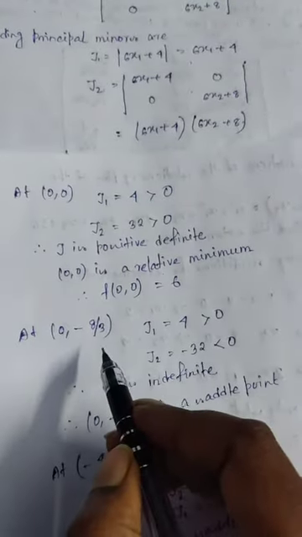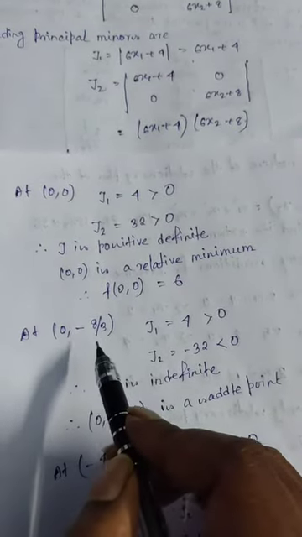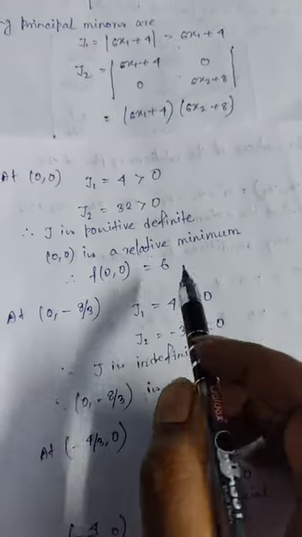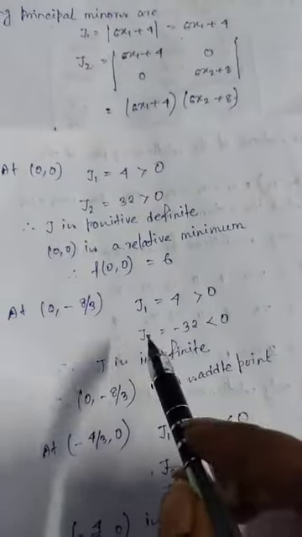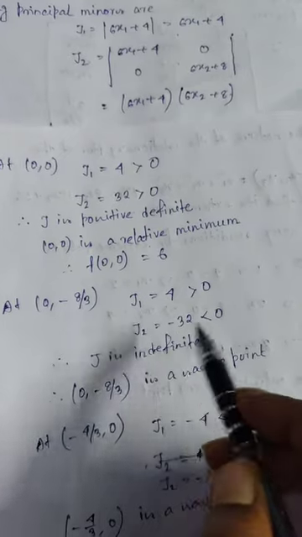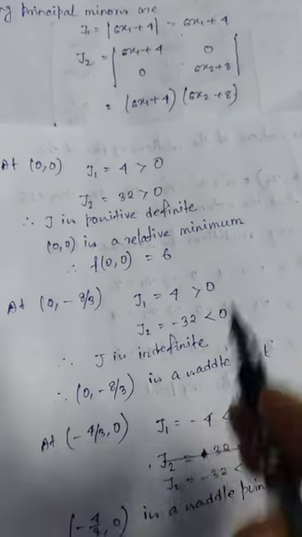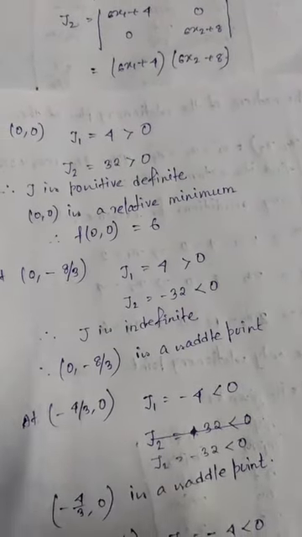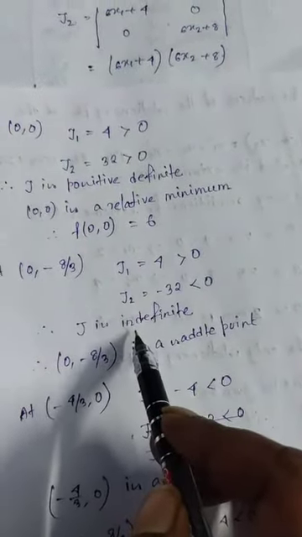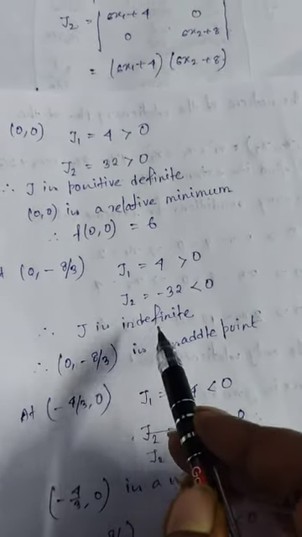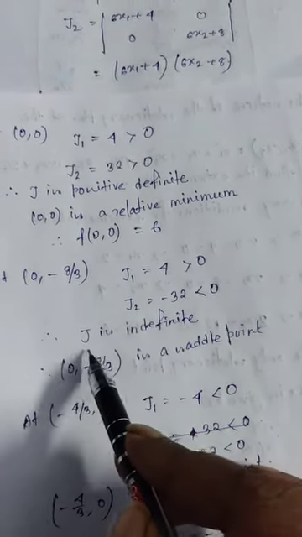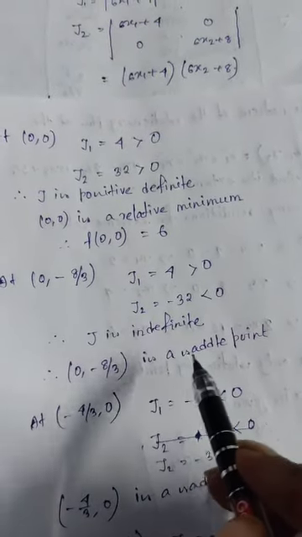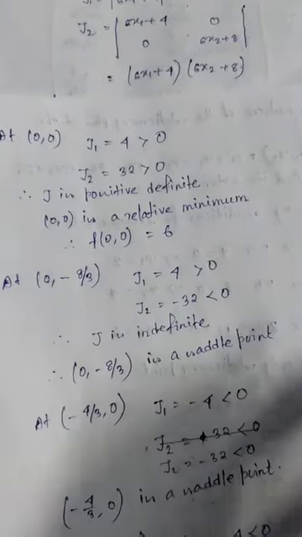Now if we go to the next one, that is at (0, minus 8 by 3), J1 is equal to 4 and J2 is equal to minus 32, which is less than 0. Here there is no property of positive definiteness, and this satisfies the property of an indefinite matrix. Since the Hessian matrix is indefinite, we can say that the point is a saddle point and there is no maxima and no minima.